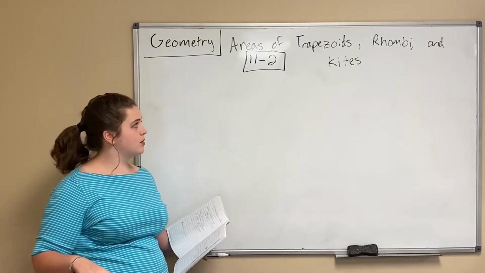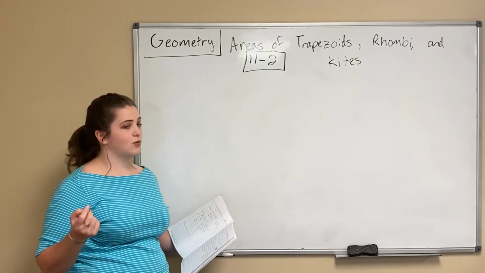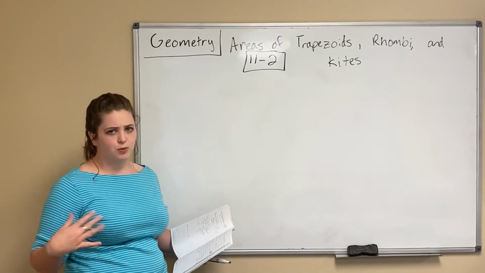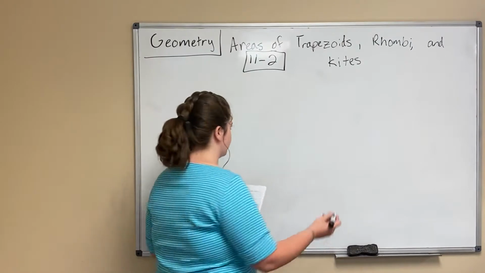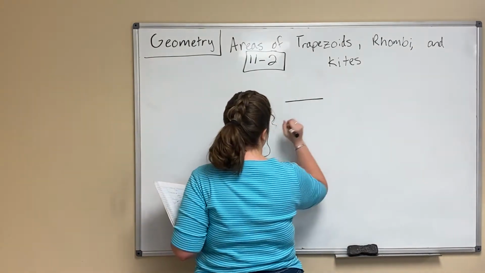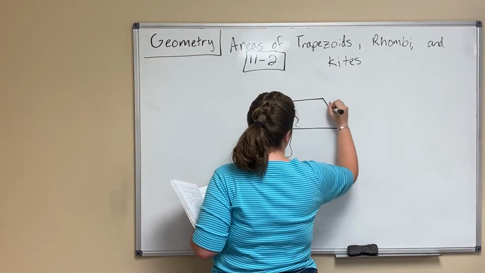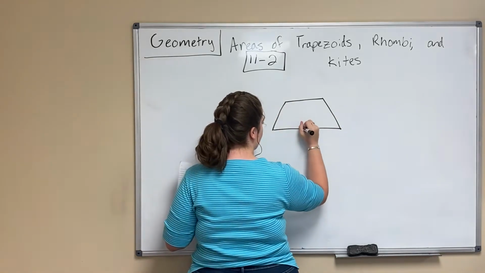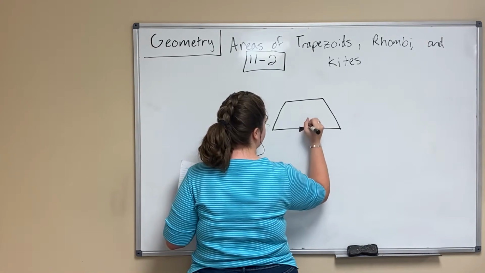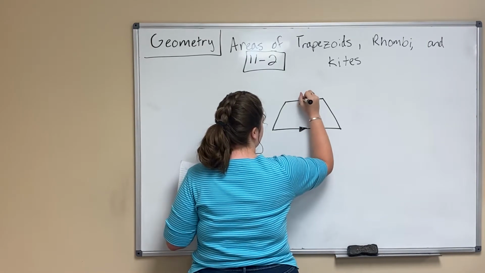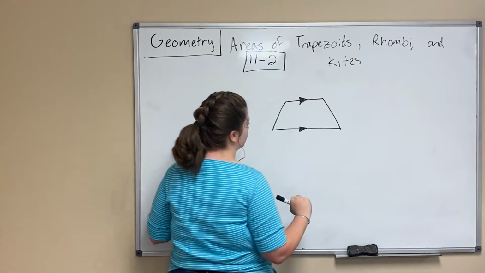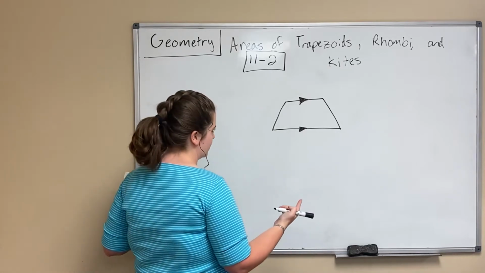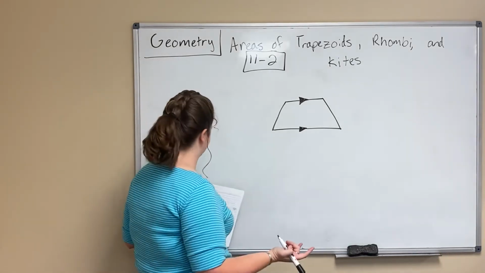Hopefully you guys remember what a trapezoid, a rhombus, or a kite are, but just in case we'll review as we go. A trapezoid, if you guys remember, is going to look something like this. It's going to have two bases that are parallel, but they don't have to be the same length, right? Whereas in a parallelogram, they're parallel and the same length. In a trapezoid, they can be different lengths.